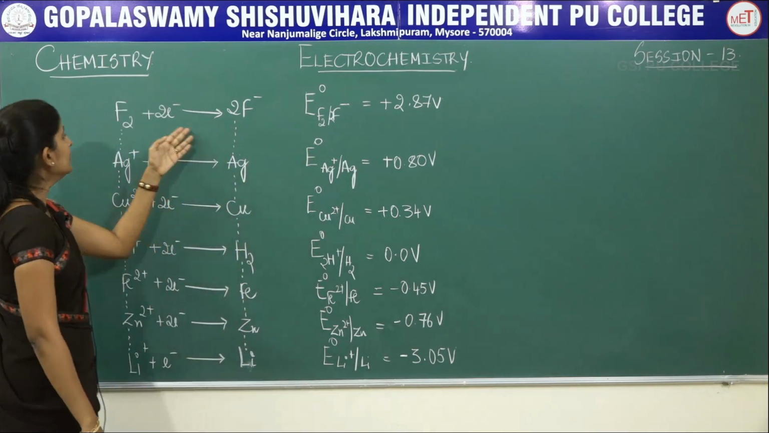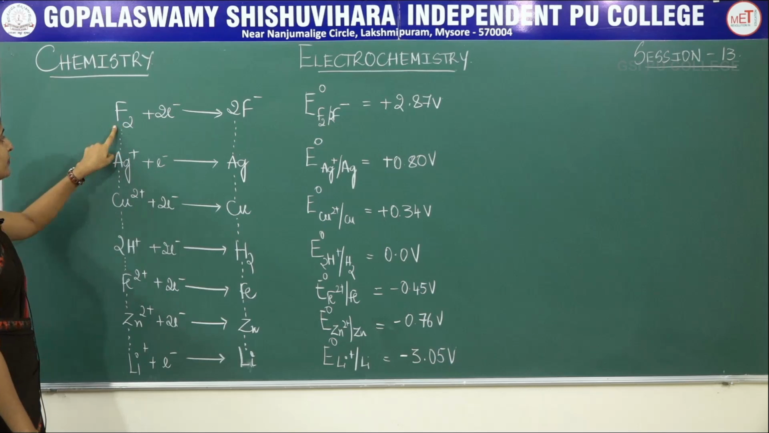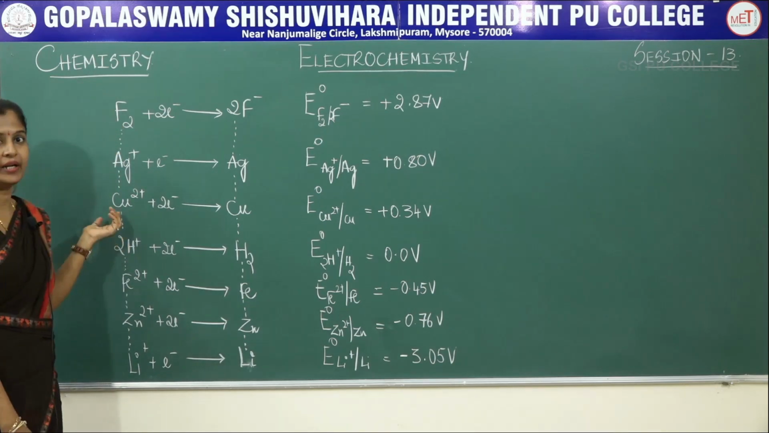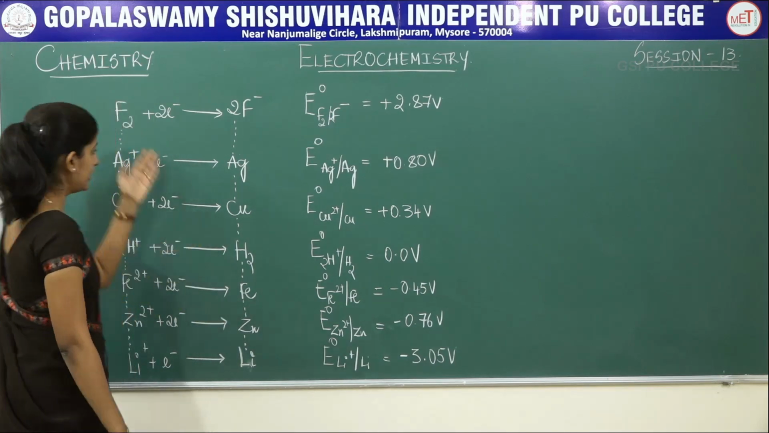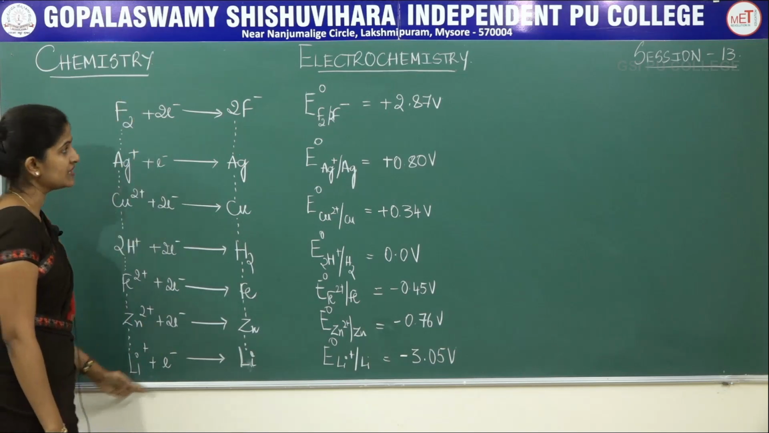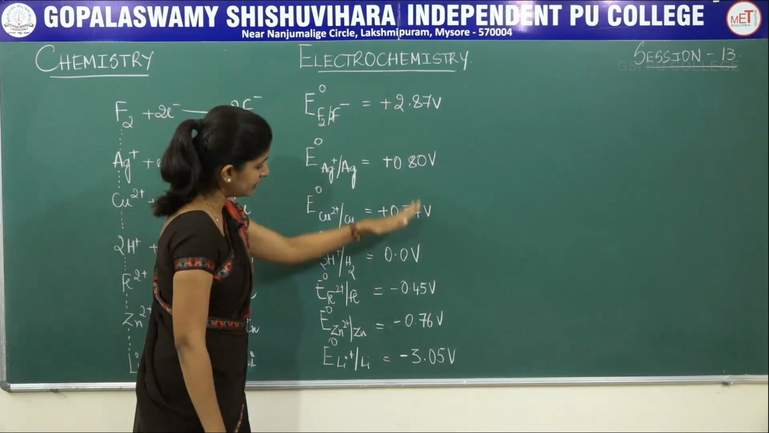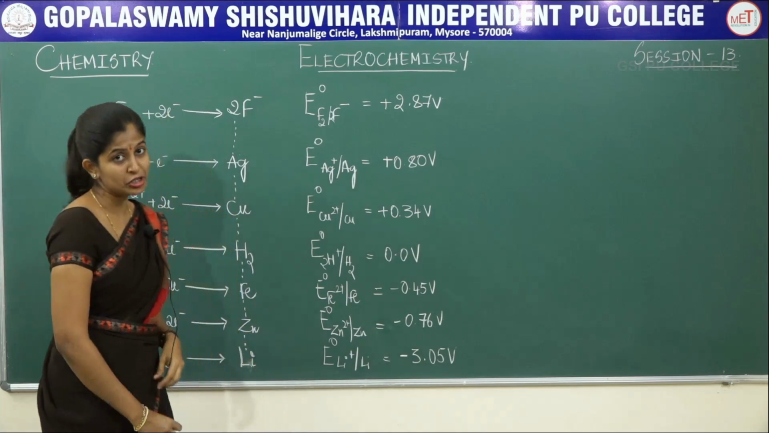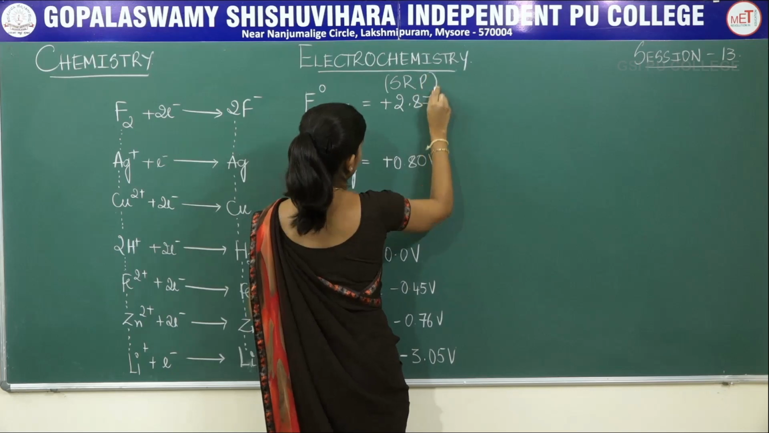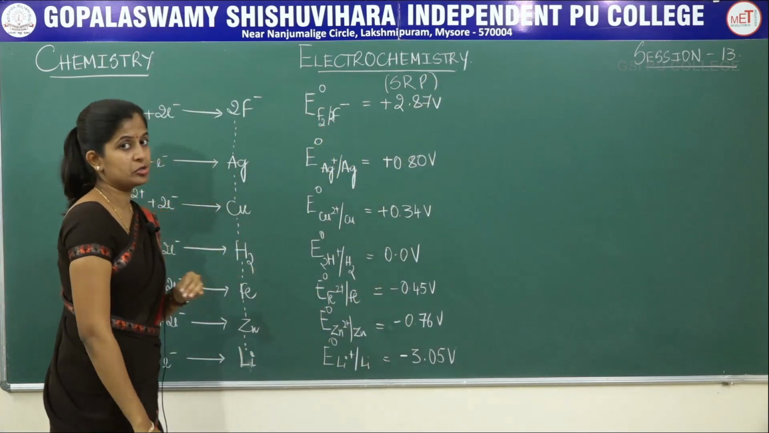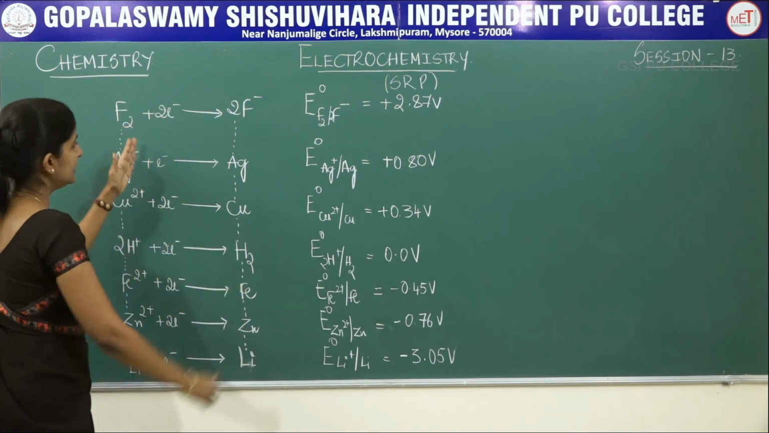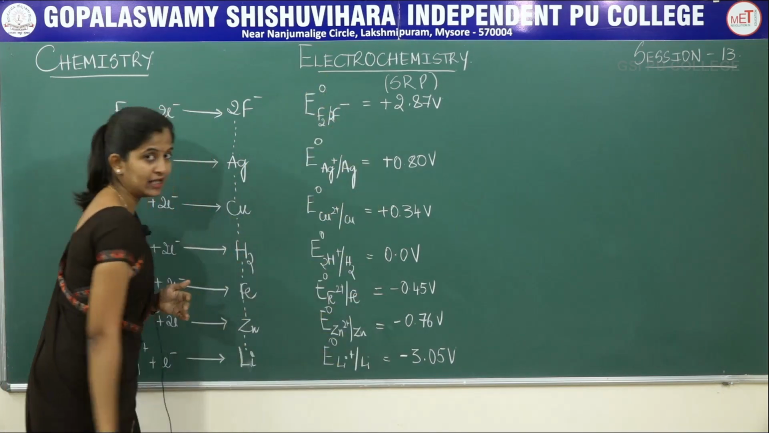You can observe that the first element would be your fluorine. You can observe the reactions here on my left hand side. All are reduction. What do you mean by reduction? It is your addition of electrons. You can observe that the reactions which we have taken is all your addition of electrons, which means that on the right hand side what I have written the values all are standard reduction potential. So all these are your standard reduction potential. As I have already told, standard reduction potential is accepted by IUPAC as your electrode potential. As a result, these are your standard reduction potentials of all the elements.